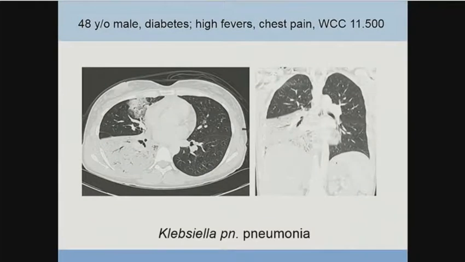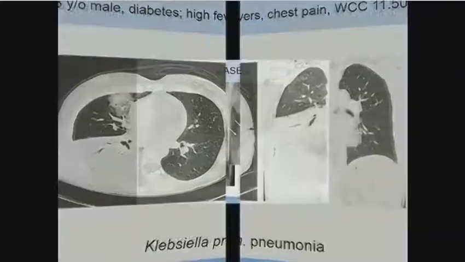This is a 48-year-old male patient with diabetes. He's an outpatient presenting with high fever, chest pain, and an elevated white cell count. The patient has right lower lobe pneumonia, as you can see in this consolidation with an air bronchogram. But CT nicely demonstrates that there is another abnormality in the right middle lobe. And why is this important? Because patients with multilobar infiltration are at risk of progressing to worsening disease, and have an increased chance to end up at the ICU.